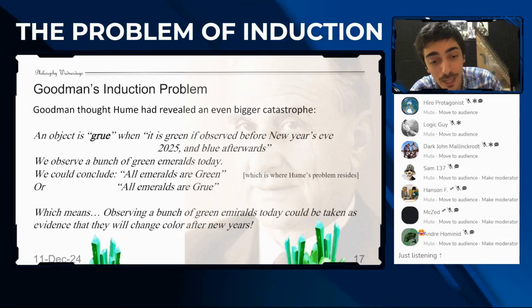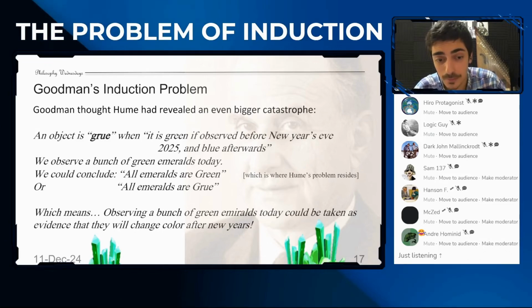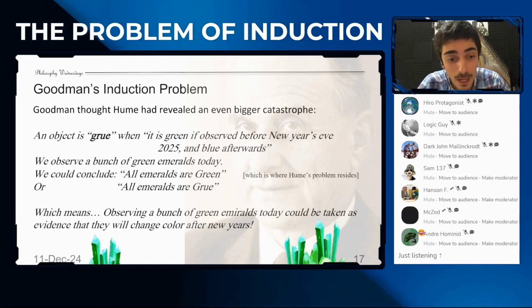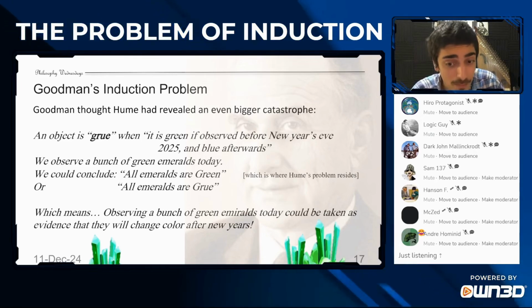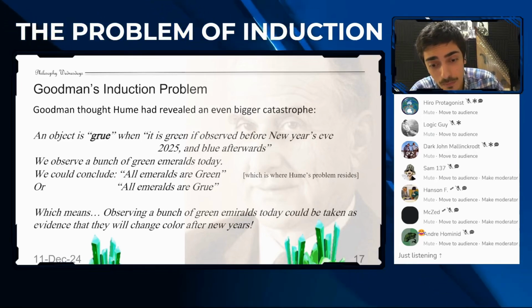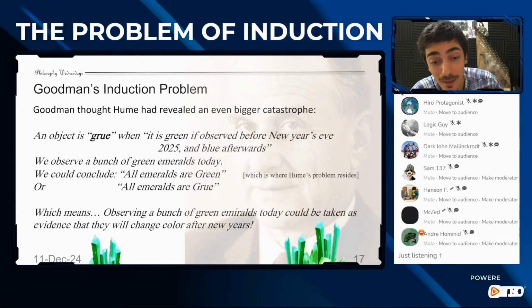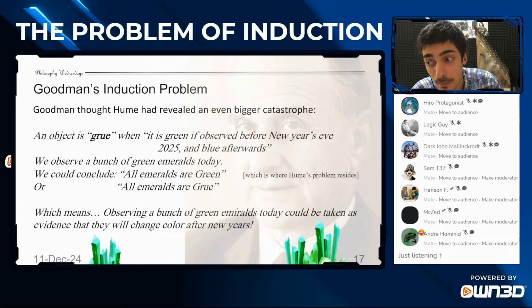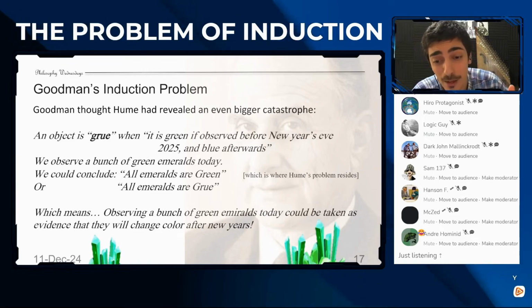Now, I'm observing a bunch of weird emeralds today. They've fallen from space, and I want to see what they're about. A huge quantity of them has fallen, a big meteor. And I'm observing all of them one by one, and I say, wait, they're all green. But I can also say they are all GRU. Why? Because being green before New Year's Eve qualifies as GRU.